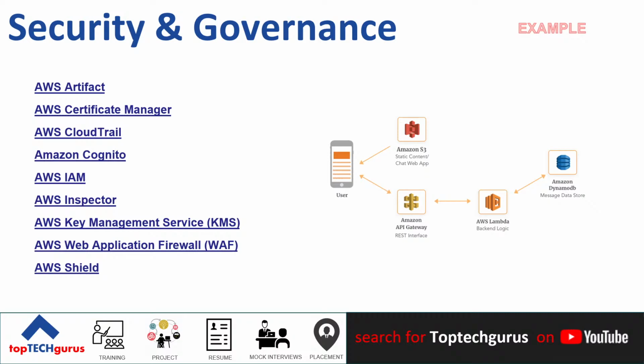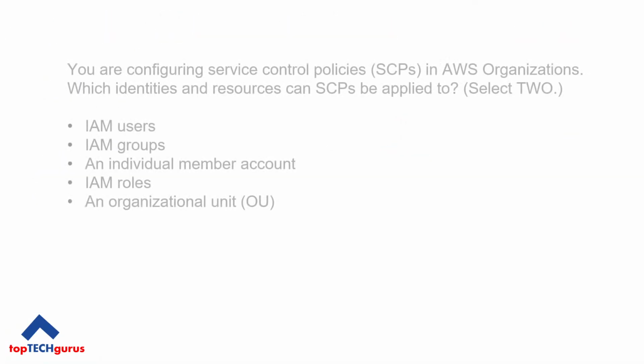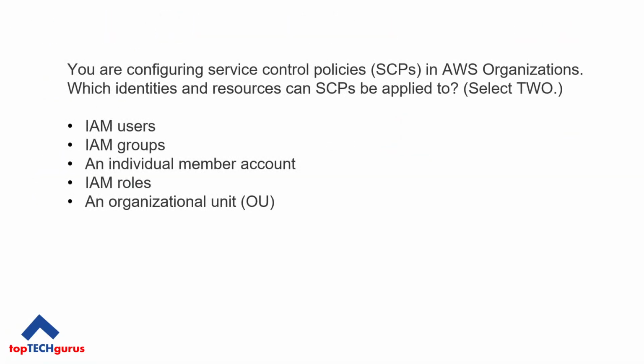So that's a good point to start looking into what questions the AWS Certified Cloud Practitioner exam would ask us. So let's look at the first question we're going to cover today. You're configuring service control policies, or SCPs, in AWS Organizations. Which identities and resources can SCPs be applied to?